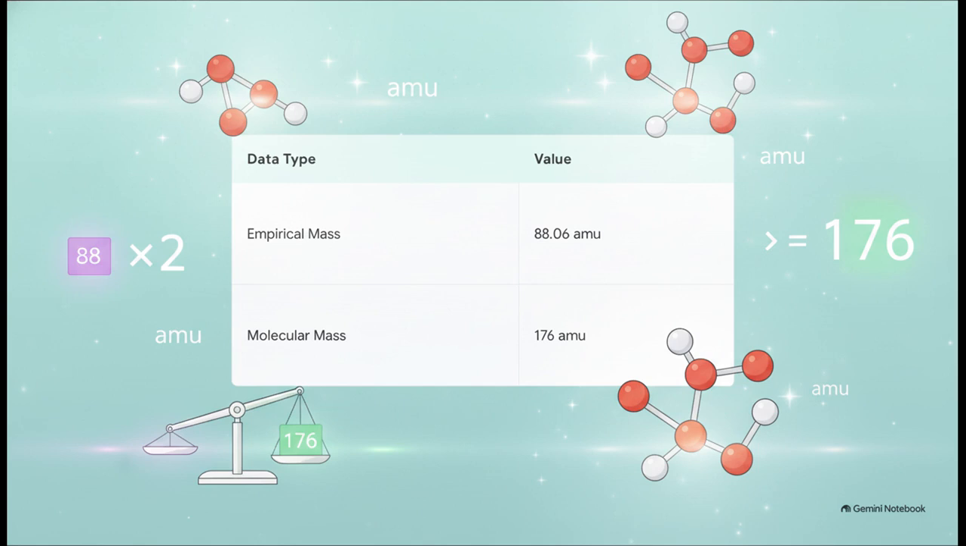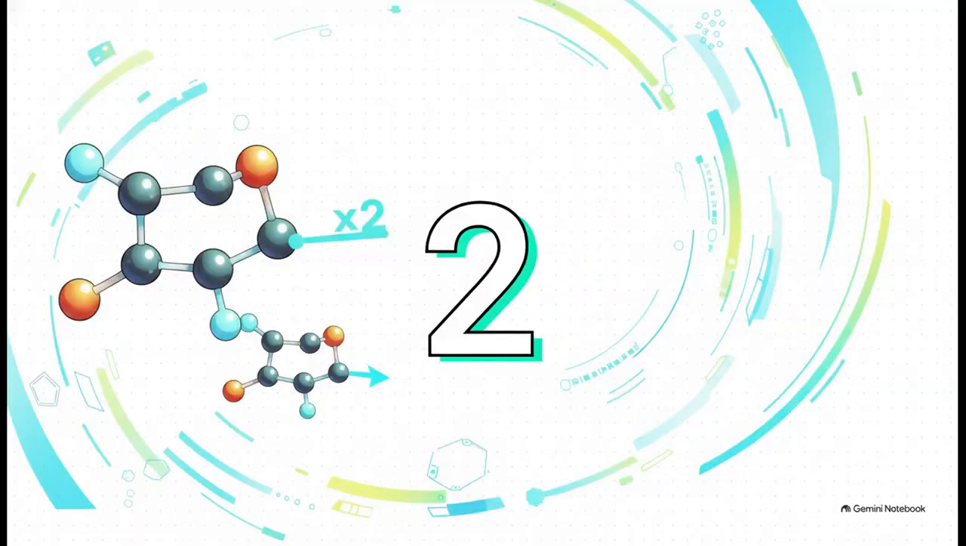Look at the stark difference between those two numbers. Try to calculate the multiplier in your head right now. How many times does 88 go into 176? It's exactly 2. No way around it. The actual molecular mass is precisely twice as large as the empirical mass. This proves that our real vitamin C molecule is exactly twice as large as its simplified empirical blueprint.